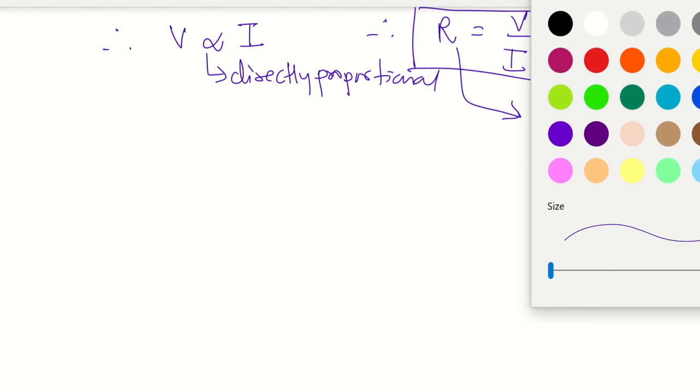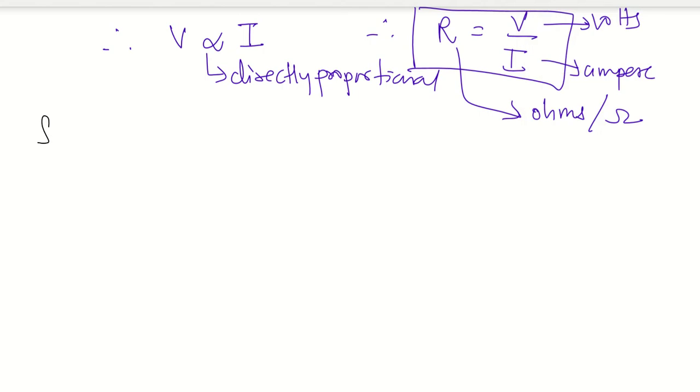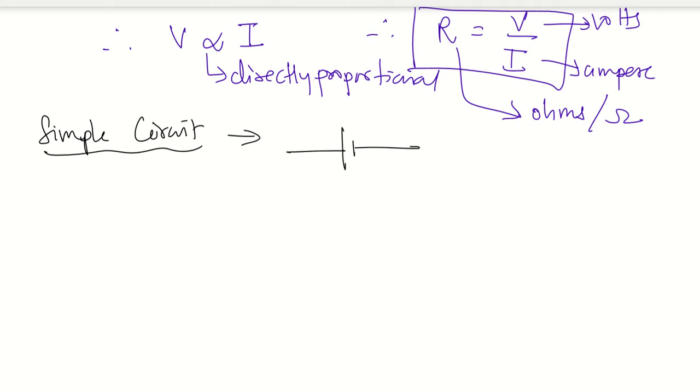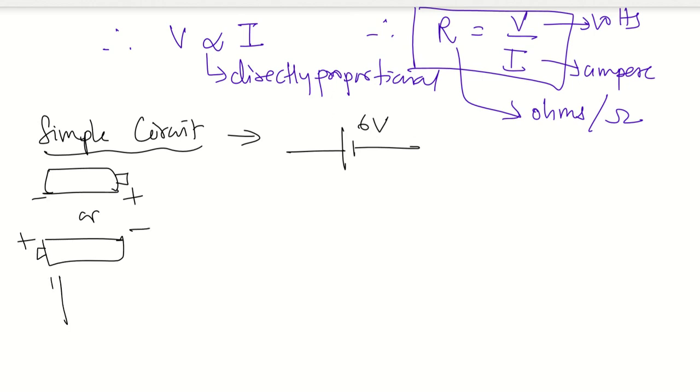Now, coming to simple circuits, let's talk about simple circuits. Let's say you have a cell, this is the symbol of a cell, and the cell is 6 volt. Any cell which is like this, this is positive, this is negative. Or if you draw like this, then this is positive, this is negative. The positive end is always shown as a long line, and the negative end is shown as a short one. This is the symbol of a cell.